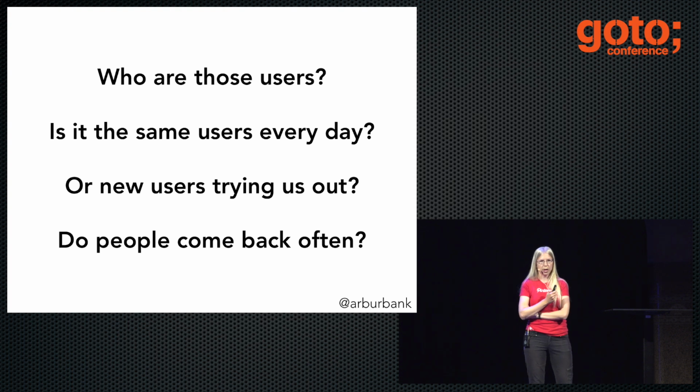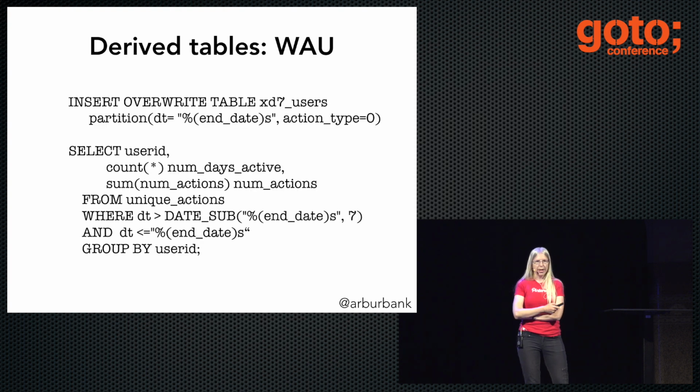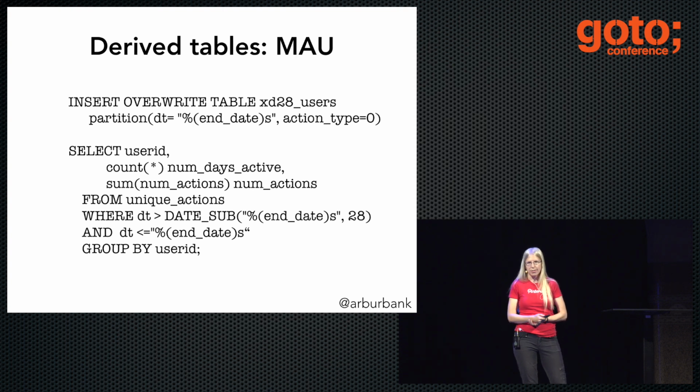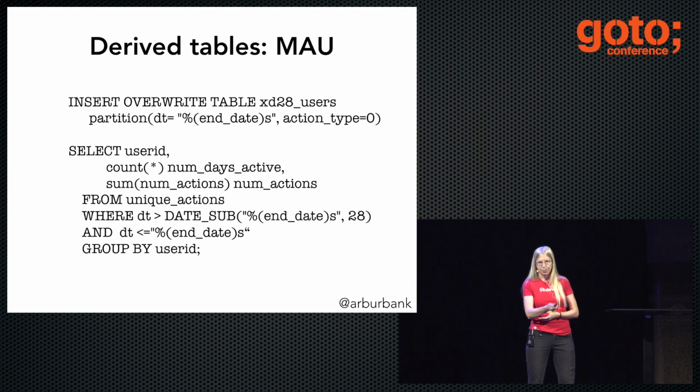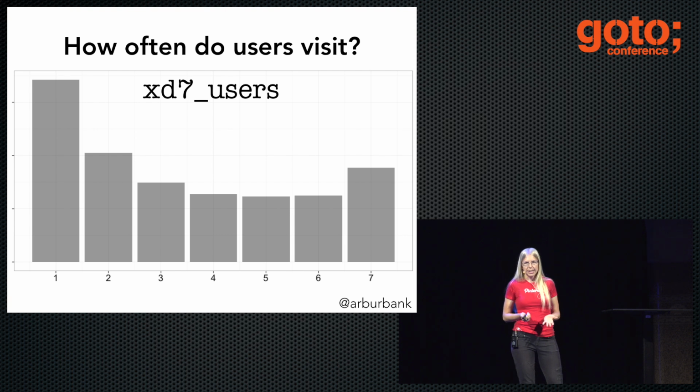And so to go back to our questions, who are the users? Is it the same users every day? Now we can find that out. We can write a new table of XD7 users, people who visit each week. We aggregate from our lovely unique actions table, so there's no parsing through these requests and trying to do it. It's just 1 row per user, runs in 3 minutes. I have this lovely table of weekly actives. I have a table of monthly actives. And now I can see how often users are coming to Pinterest.